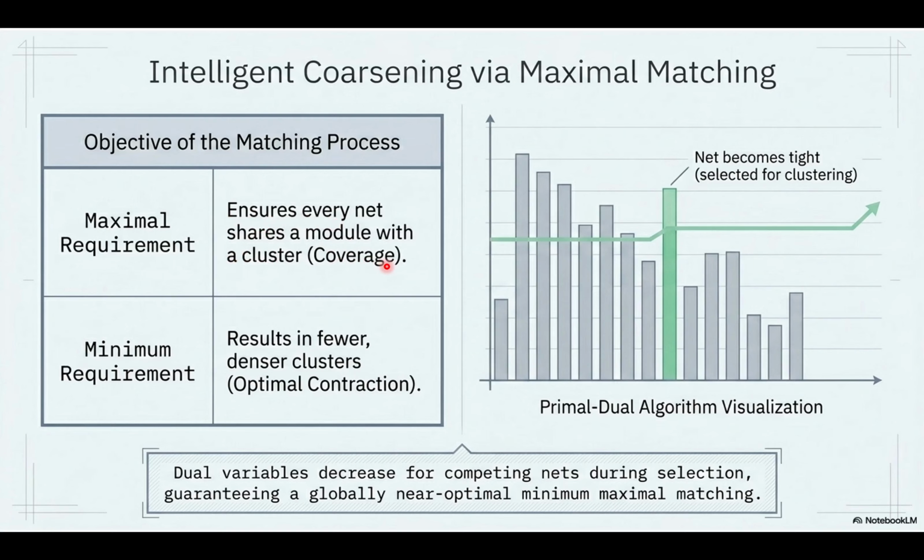Okay, but why minimum? That sounds completely counterintuitive. You want a maximal match, but a minimum one. Because there are thousands of valid maximal matchings for any given graph. The algorithm specifically hunts for the matching that yields the minimum possible cardinality, meaning the fewest number of resulting clusters.